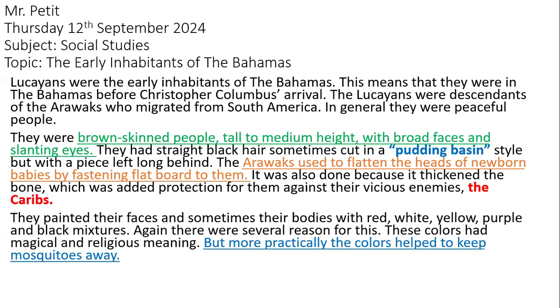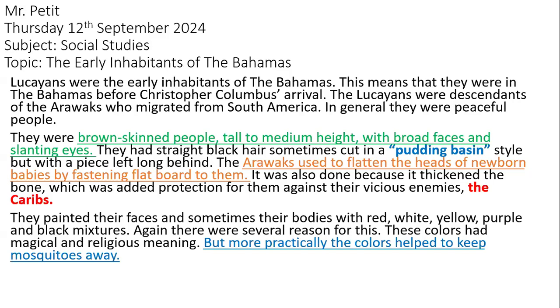Where's Jeremiah Johnson? Yes, sir. What did the Lucayans or the Arawaks do to the heads of their babies? They used wood and flattened them. Very good. They used wood to flatten them.